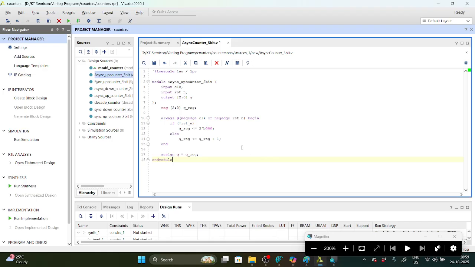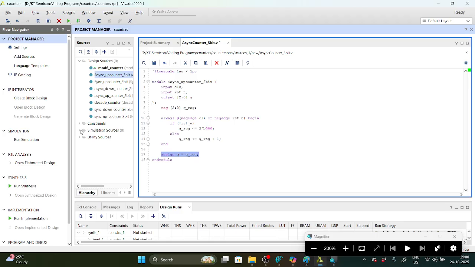If it is positive edge of reset, that means reset equal to 1. Not of reset means I am clearing this, I changed to asynchronous reset. So 0, 0, 0, and otherwise I'm incrementing the count, end. And I'm assigning the value q equal to q underscore reg, using a continuous assignment statement, and end module.